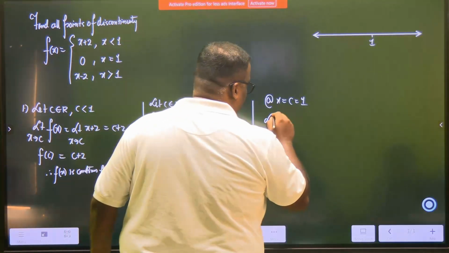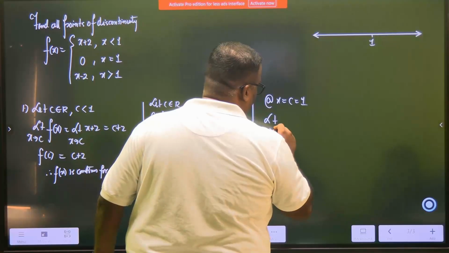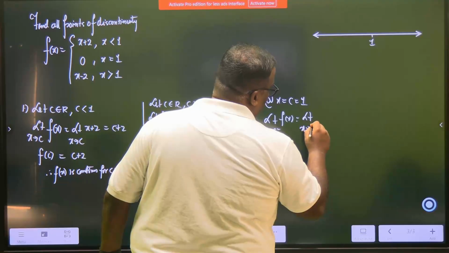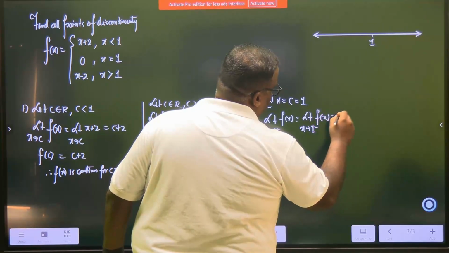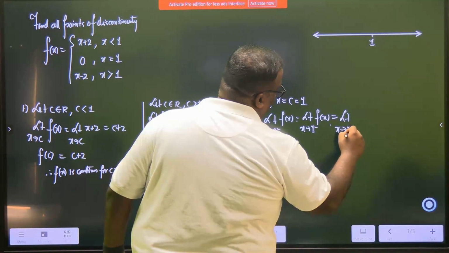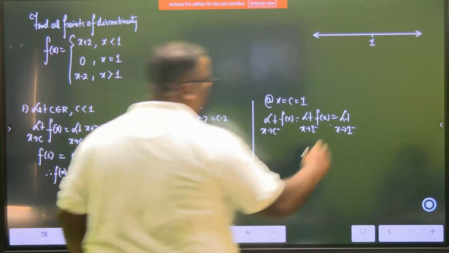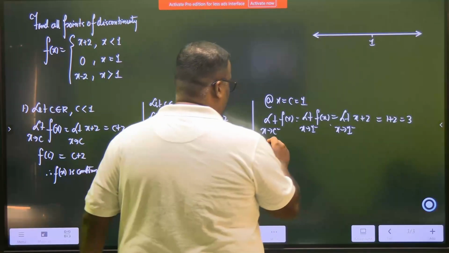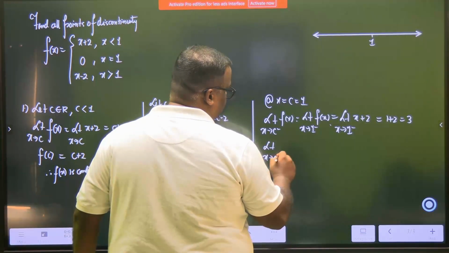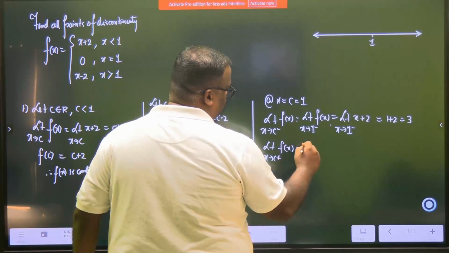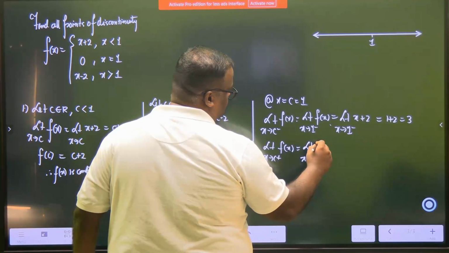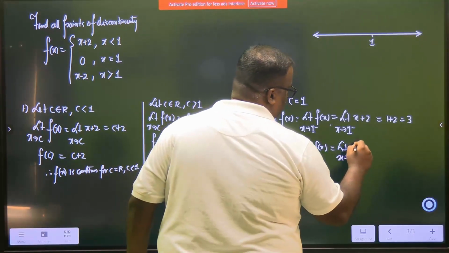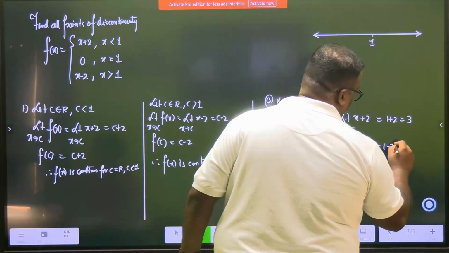So we take limit x tends to c minus f(x) is equal to limit x tends to 1 minus f(x). 1 minus means I am coming from this side. So it is x plus 2, which is equal to 1 plus 2, which is equal to 3. Limit x tends to c plus f(x) is equal to limit x tends to 1 plus f(x), which is limit x tends to 1 plus x minus 2, which is 1 minus 2, which is minus 1.